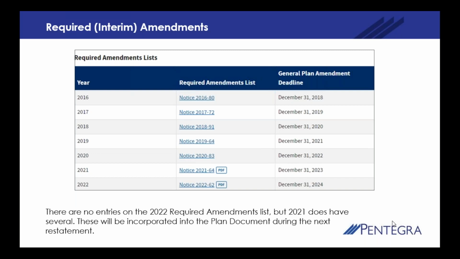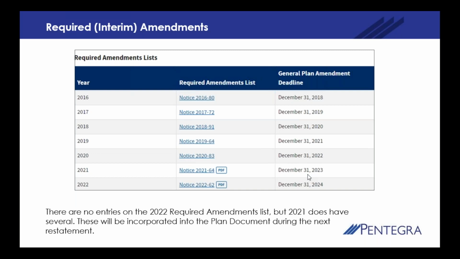And they assign a deadline by which all of the amendments on the list need to be adopted by the plan. There are actually no entries on the 2022 required amendments list, but 2021 does have several entries, and the deadline for those is at the end of this year, 12/31/2023. So we've actually got a lot of things happening here that may be present in a plan document.